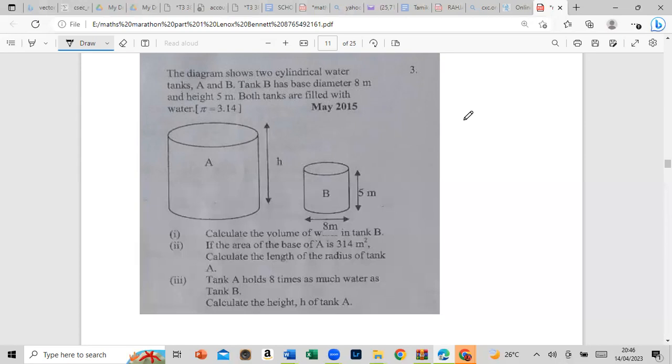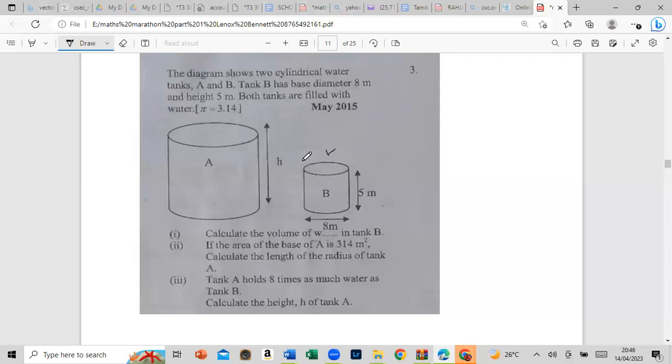Let me see if something is missing. Up at the top, it said tank B has a diameter of 8 and a height of 5. Both tanks are filled with water. Then it said calculate the volume of water in tank B.